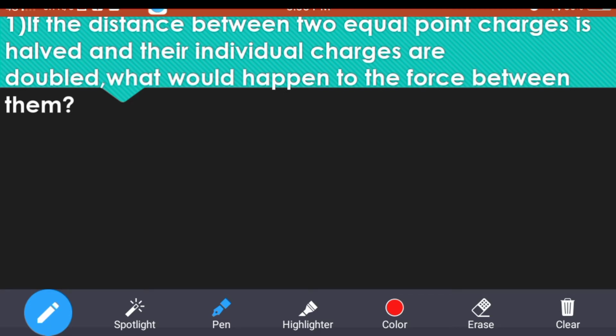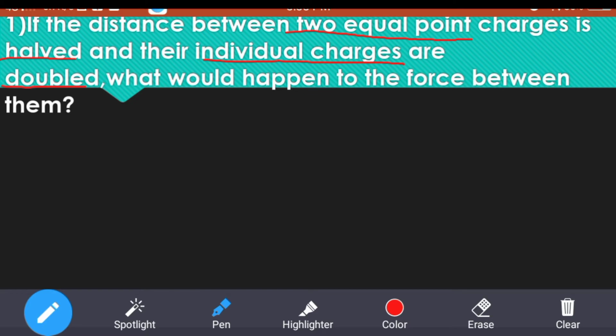So two equal charges are given, and it is said that the distance is halved, and the individual charges are doubled. How does this affect the force? That is the main aim of this numerical problem we have to solve.